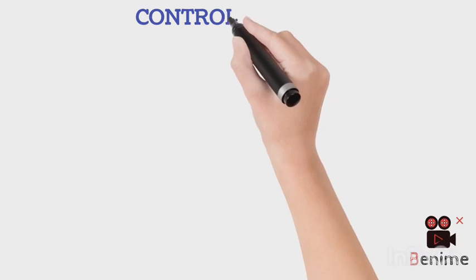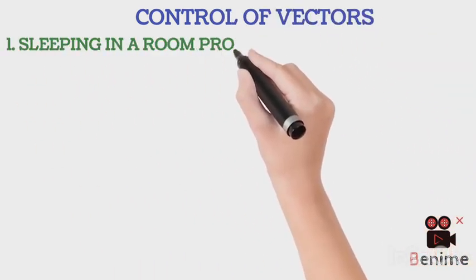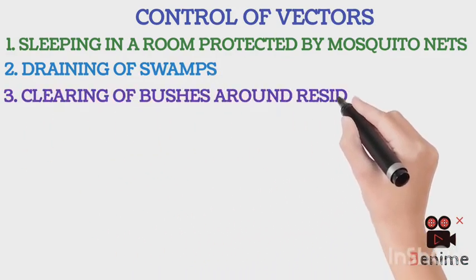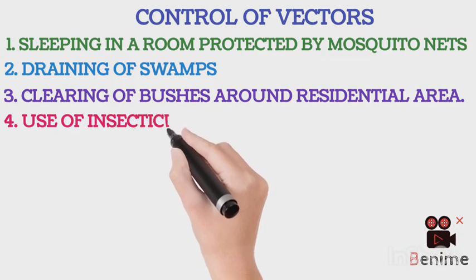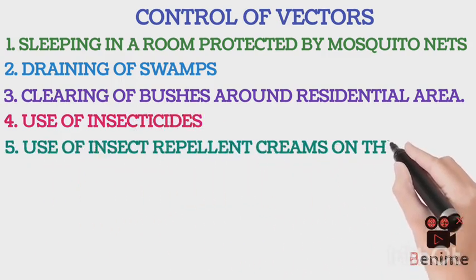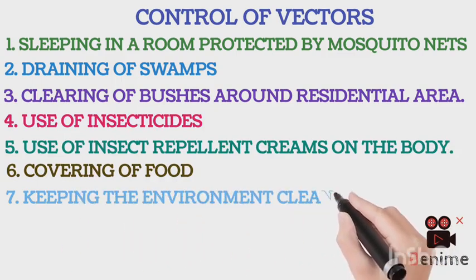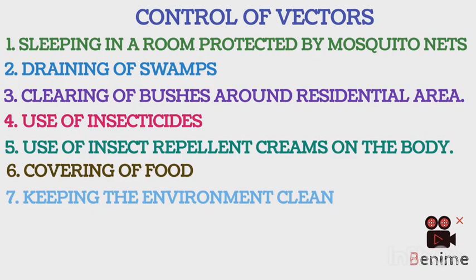Now let's look at the control of vectors. Remember that vectors are organisms that transmit diseases from one place to another. They themselves don't cause the disease, but rather they transmit it. How do we control vectors? Number 1, sleeping in a room protected by mosquito nets.